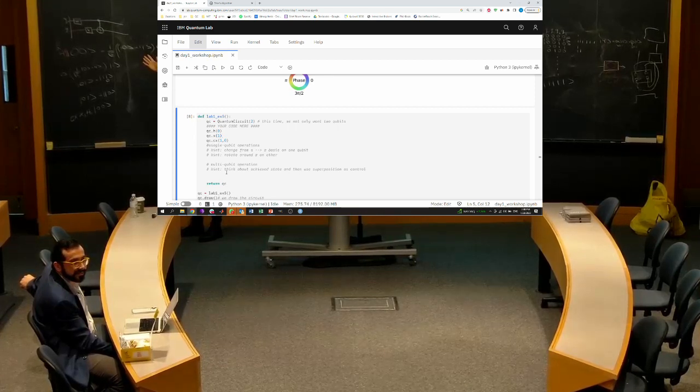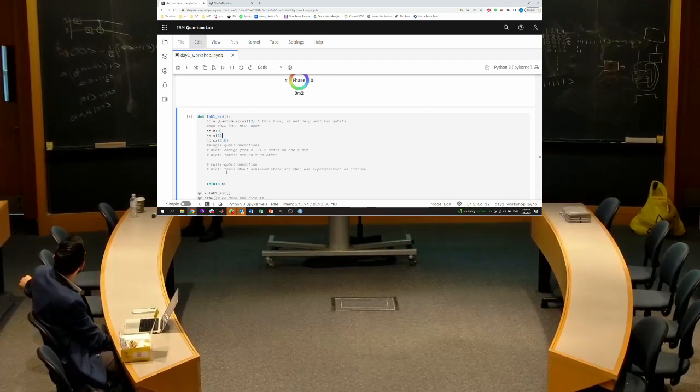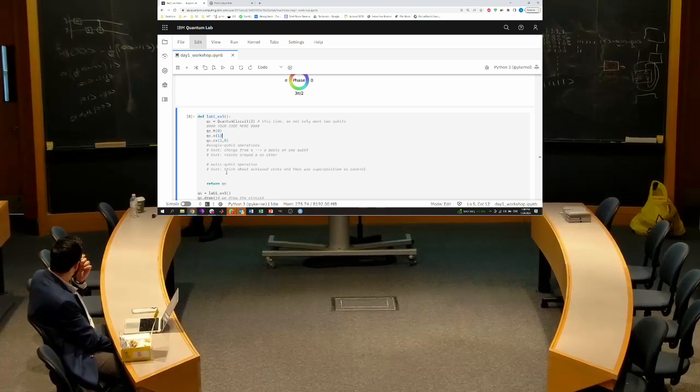This is not a good, useful thing, but tomorrow we'll talk about something called Grover's algorithm. Grover's algorithm is good for searching unstructured data sets, or finding something. Let's say you have a phone book and you want to find someone in this phone book, right?